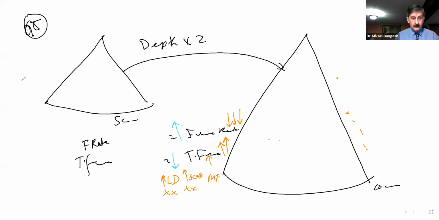But if you, for instance, narrow the sector, even though you increase the depth, that narrowing the sector, what would that cause?